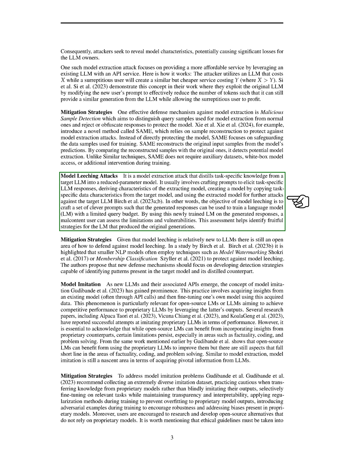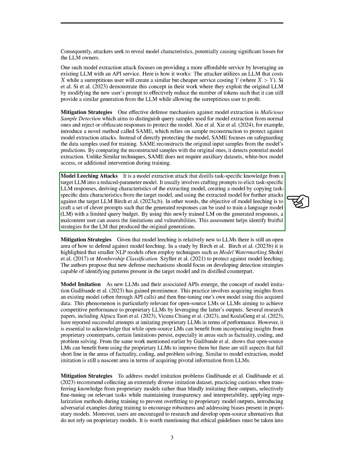Additionally, we can apply regularization methods during training to avoid overfitting to the outputs of proprietary models. Introducing adversarial examples during training can also help us build robustness and address any biases that may exist in proprietary models. Furthermore, we are encouraged to explore and develop open-source alternatives that do not depend on proprietary models. It is crucial to consider ethical guidelines to ensure that our model behaviors align with societal and ethical standards, rather than just imitating existing models.